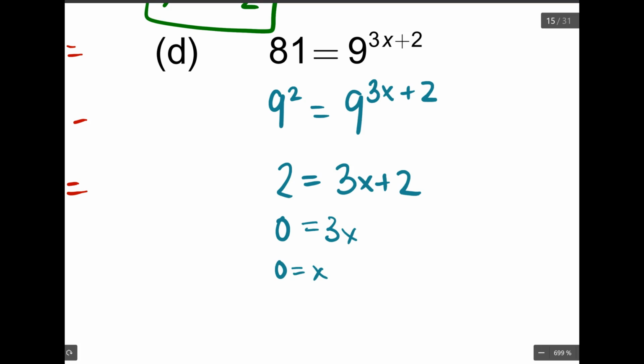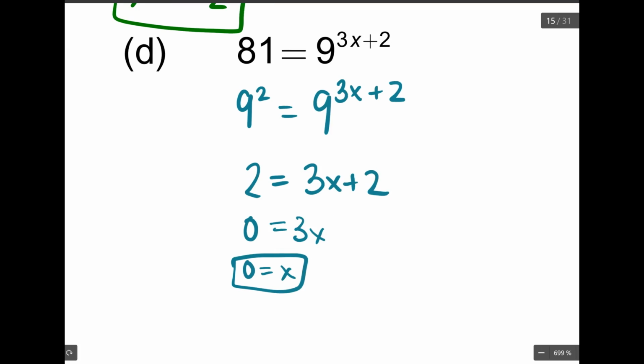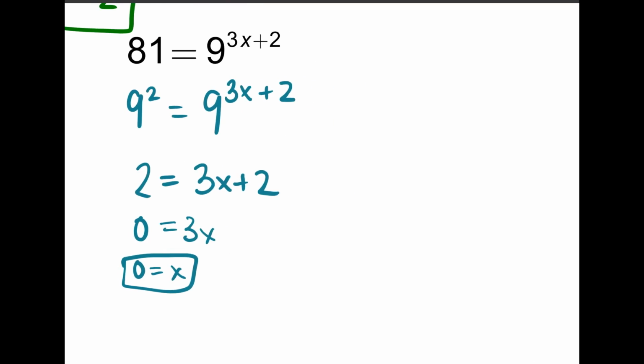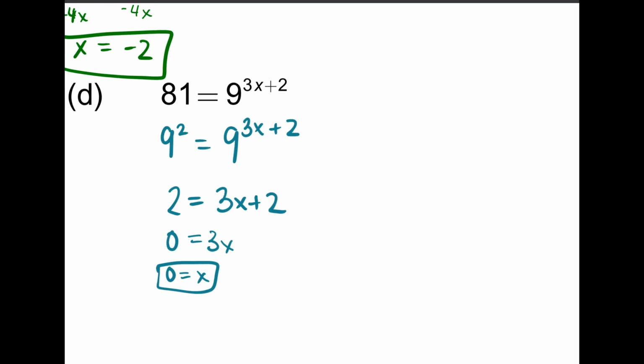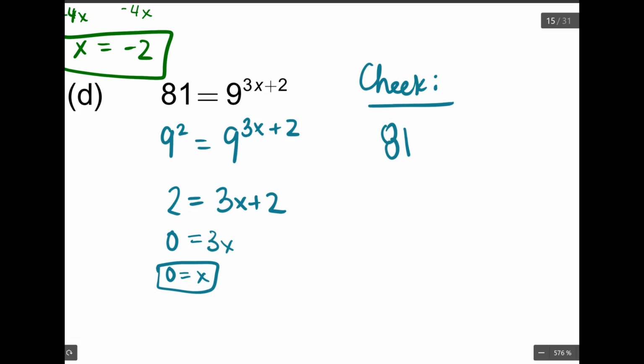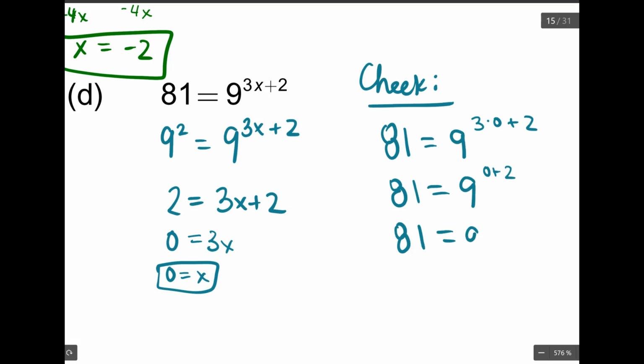So one thing you might want to do, if you're like, well, wait, is this crazy? Like, part B, how'd we get a negative number? Part D, how'd we get 0? One thing you can do is plug in and check your answer. So if I plug 0 in for x, is 81 equal to 9 to the 3 times 0 plus 2? So 81 equals 9 to the 0 plus 2. I'm showing all of the steps. Oh, it is. Okay, so that works out.